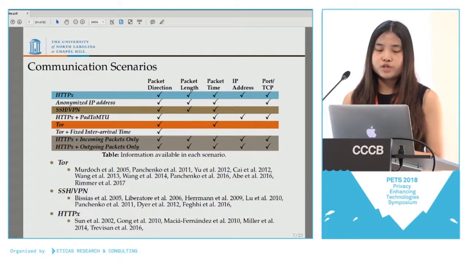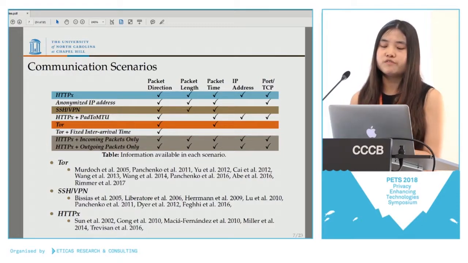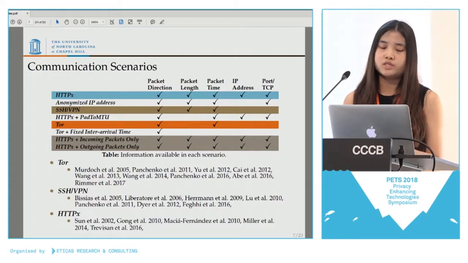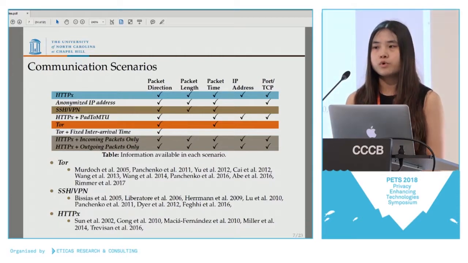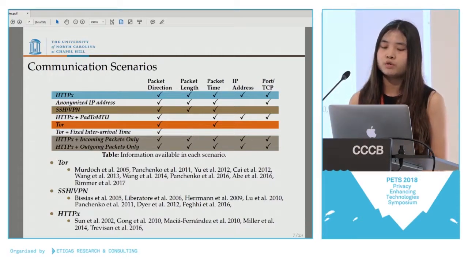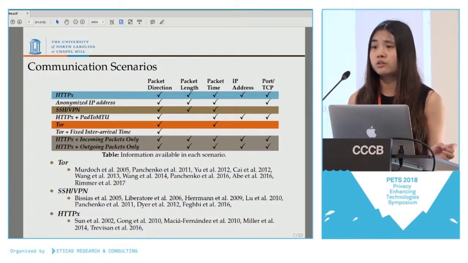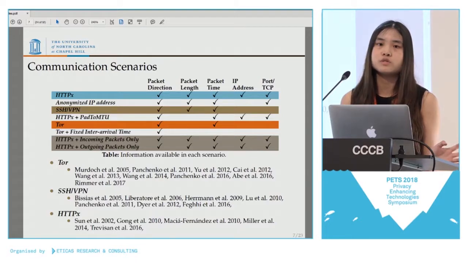Compared with previous work, most of it focused on Tor, some focused on encrypted tunnels, SSH and VPN, and only a few looked at HTTPX. Compared with their work, we consider more possible scenarios by considering both the privacy-enhancing technologies and also the countermeasures proposed in previous research.